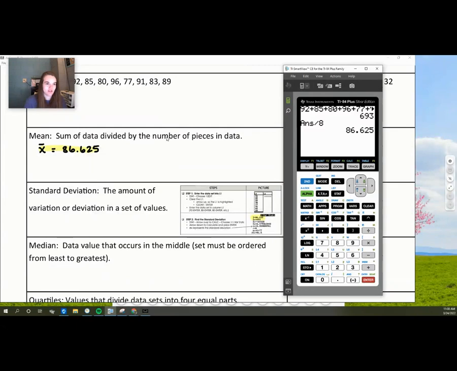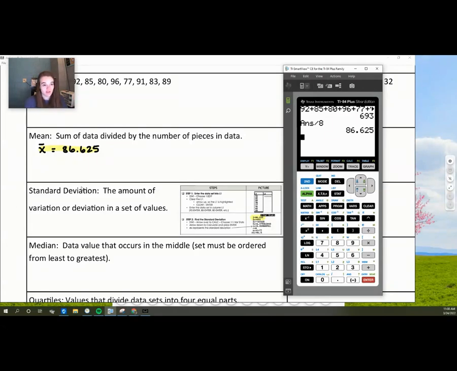All right, standard deviation. Standard deviation is the measure of spread for mean. It's talking about how many units away something is from the mean. A smaller standard deviation means the data is clumped together, while a bigger standard deviation means it's more spread apart.